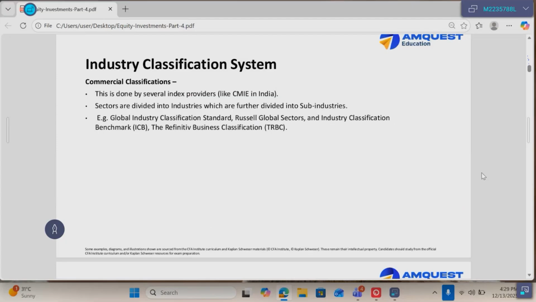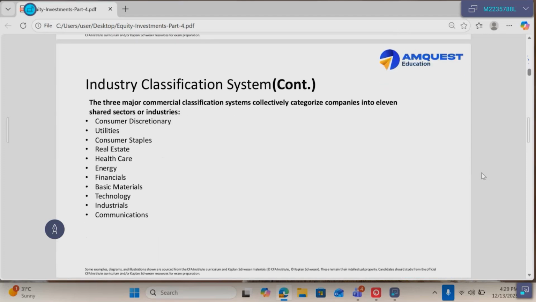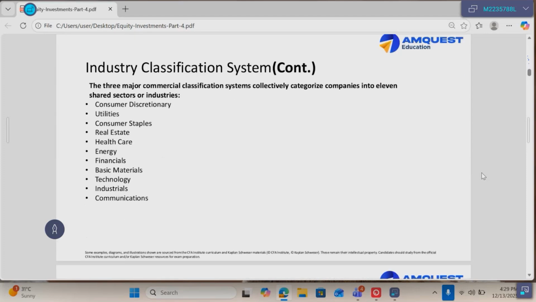Then we have GICS, we have Russell's, we have ICB, and we have TRBC. These are some of the institutions which have done the research and they have identified sectors, industries, and they have also given us sub-classifications. So yeah, these are the 11 major sectors which they have identified. I'll give you some examples over here.